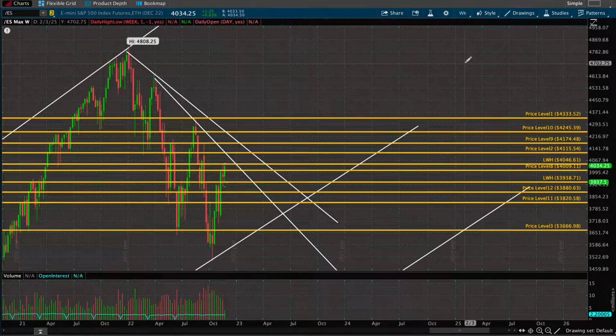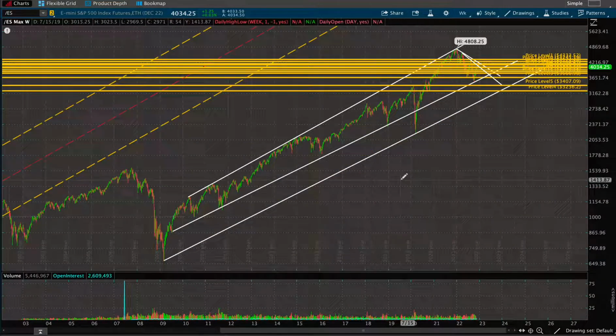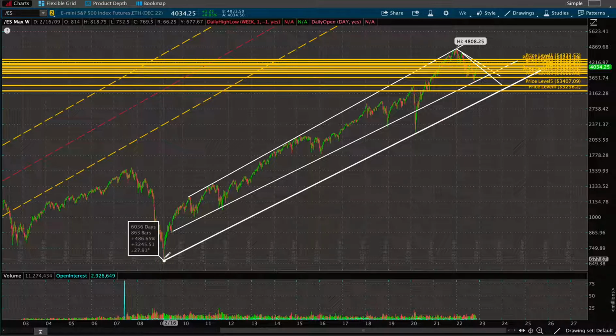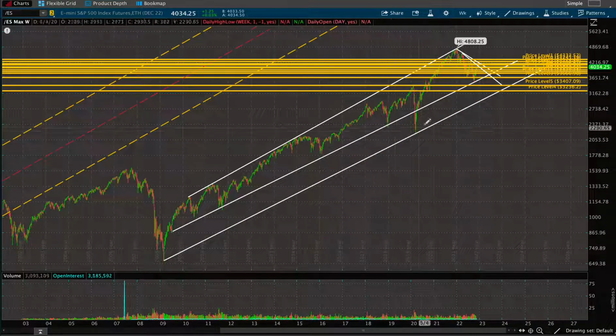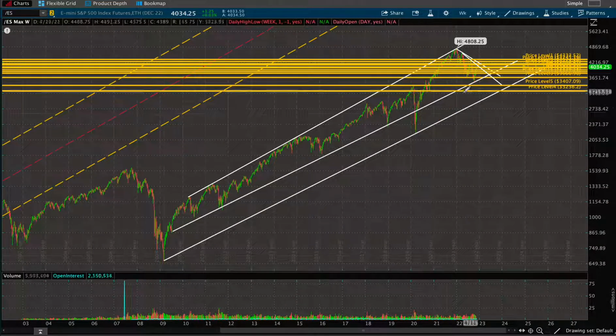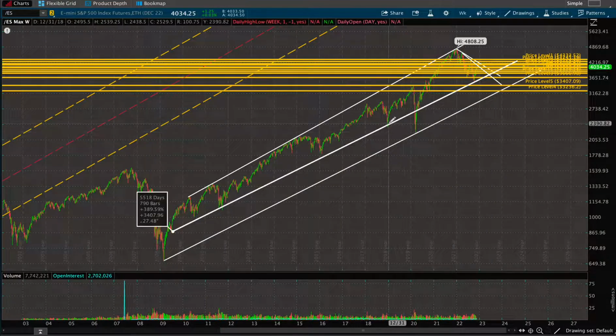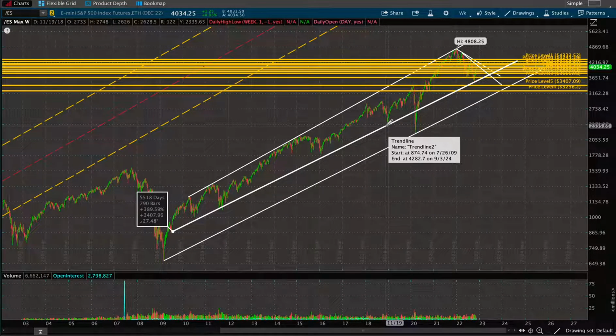So if we auto zoom here, you can look at this channel here. If you see, it's been from 2008, 2009, the big bull run, and we have tested the bottoms of this channel only twice. I think that was the COVID. Yep, that was the COVID, and that was the 2018 meltdown because of raising the interest rates.